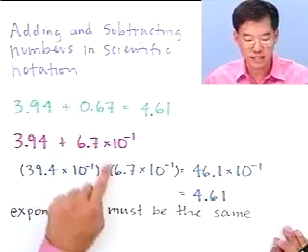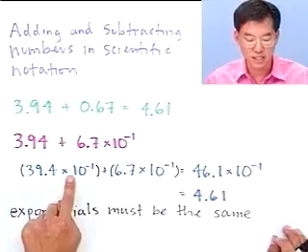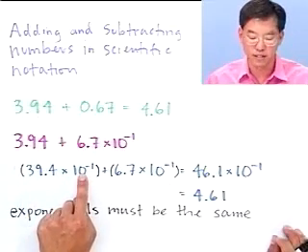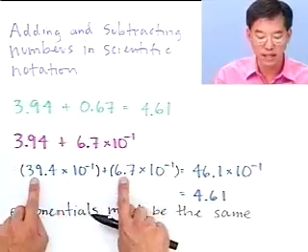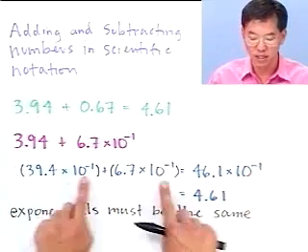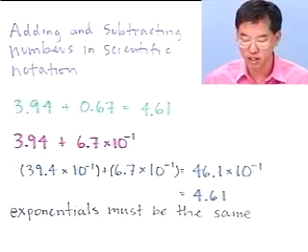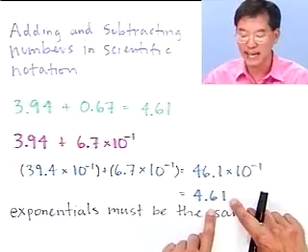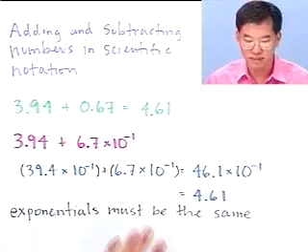The other way to do this is to convert them both into numbers that have an exponent of -1. And of course, this number is not in scientific notation. But now that they both have an exponent of -1, we can add these two parts, and we get 46.1 times 10 to the -1. So when the exponents are the same, then it comes along for the ride. And then converting that back into scientific notation, we get to the same answer, 4.61.